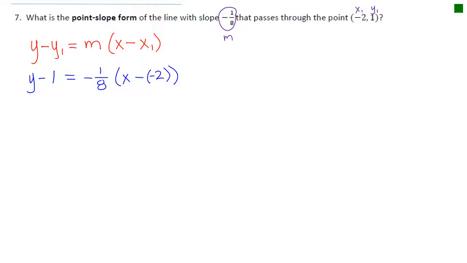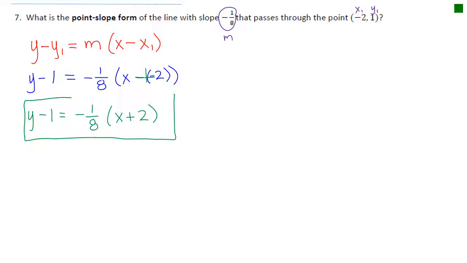The only thing then we need to do here is make this minus and negative become a positive. So that looks like y minus 1 is equal to -1/8 times x plus 2. This is point slope form, so we don't need to do any other rearranging. This is it.